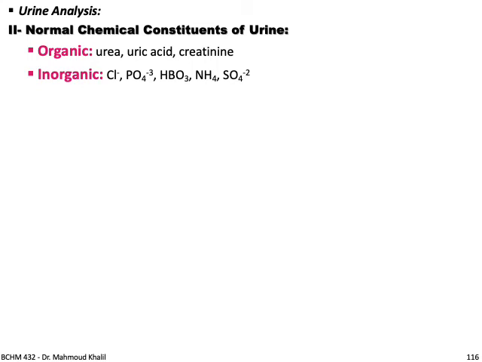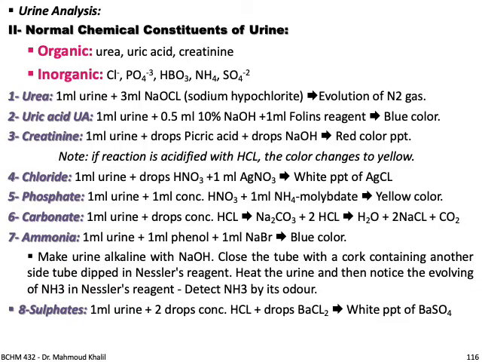The second type of analysis is the normal chemical constituents of urine. So, as we have said, there are organic and inorganic constituents. For the inorganic constituents, there are urea, uric acid, creatinine, chloride, phosphate, carbonate, ammonia, sulfate. Of course, you don't need to memorize the equation, okay, but you need to memorize the result. Like urea, there is evolution of nitrogen gas. Uric acid, there is a blue color. Creatinine, there is a red color precipitate.